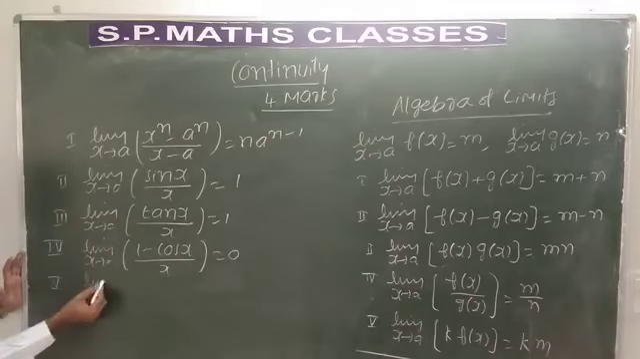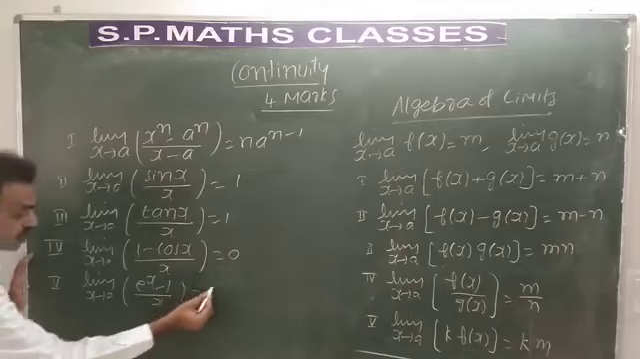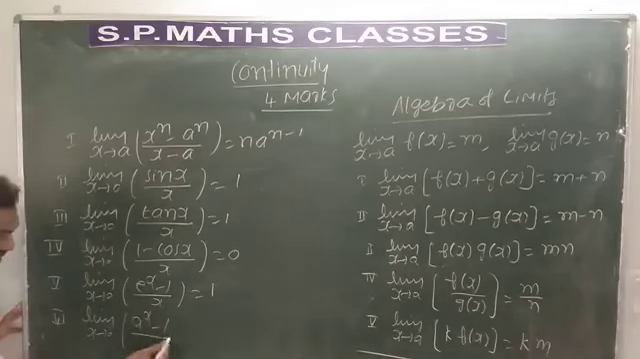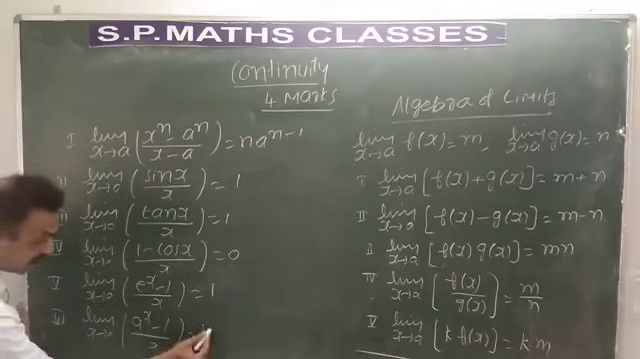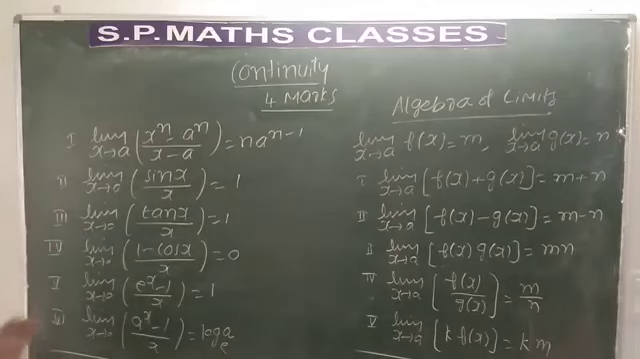Similarly, we have limit as x extends to 0, e power x minus 1 by x. That's equal to 1. The sixth one, limit as x extends to 0, a power x minus 1 divided by x. That will be log a to the base e. These are the basic 6 formulae.